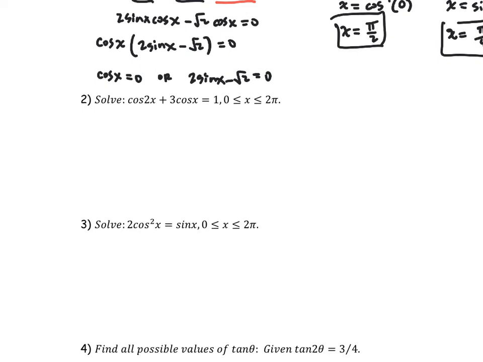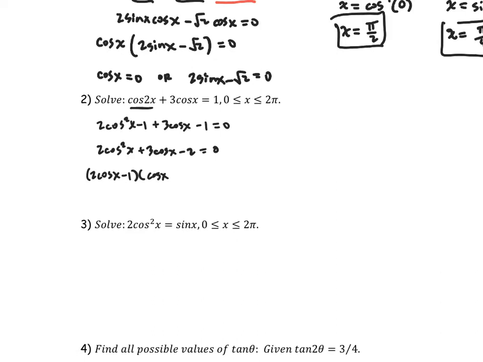Cosine 2x plus 3 cosine x equals 1. This screams double angle cosine, and it looks like a factoring problem to me, so I'm going to rewrite cosine 2x as 2 cosine squared x minus 1, plus 3 cosine x. And then I'm going to subtract that 1 over from the right side to the left, which leaves me with a factorable quadratic. And I believe I can factor that into 2 cosine x minus 1 and cosine x plus 2. Yeah, I think that'll work.